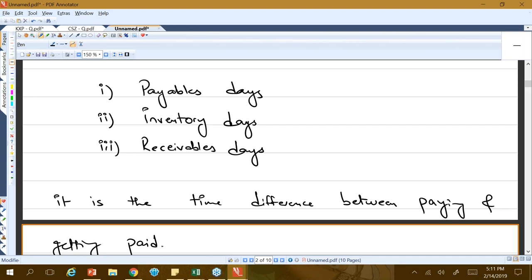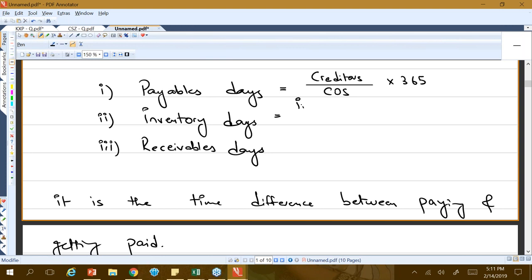Now we need to be able to calculate these things. Payables days: we can say creditors, or the payables, whatever you want to say, over the cost of sales or the purchases. Usually it's the cost of sales into 365, unless the examining team specifies something else.